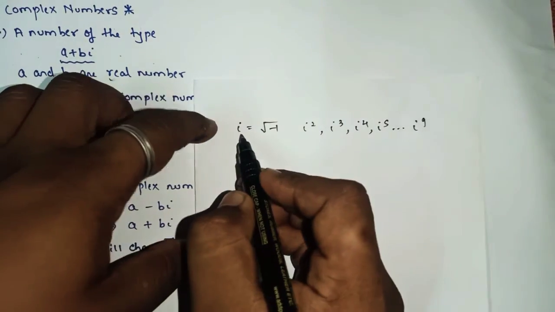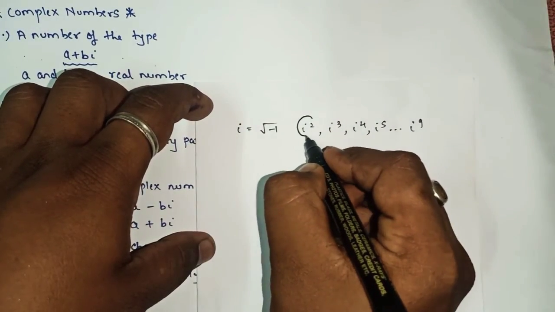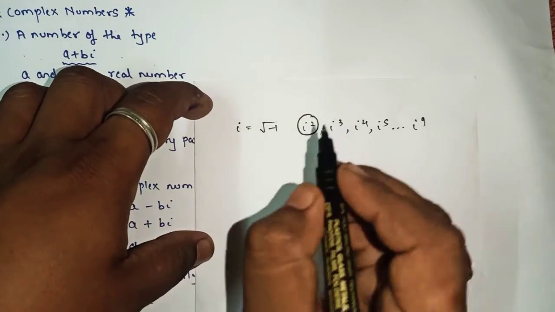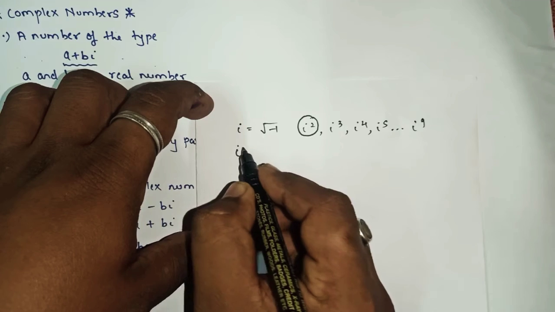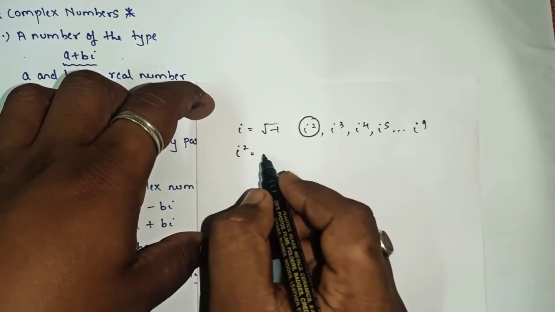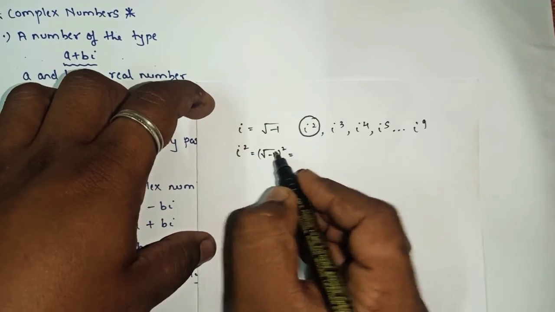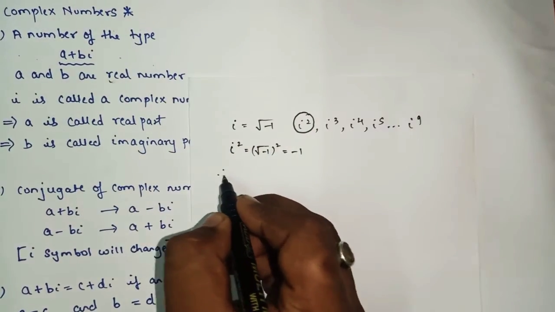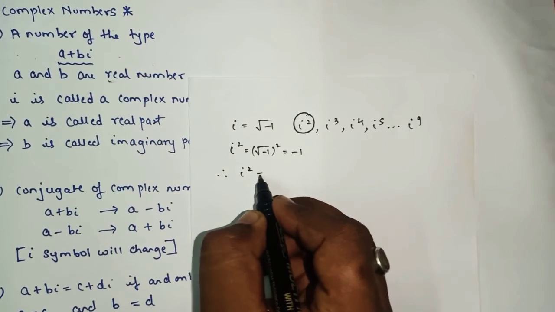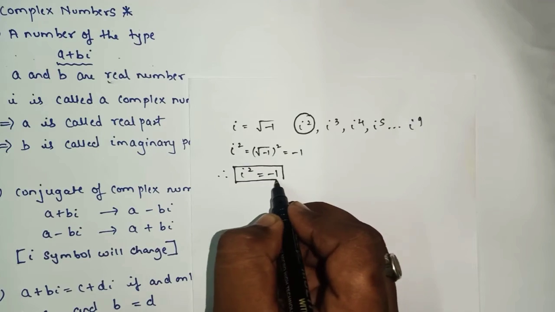As we know, I equals root minus 1. Suppose you want to find I square, so simply what you will do is square the numbers on both sides. Taking square on both sides, yes or no? So your square root will get cancelled, and here you will get minus 1. So yes, here we got the value of I square as minus 1. You have to remember this value.